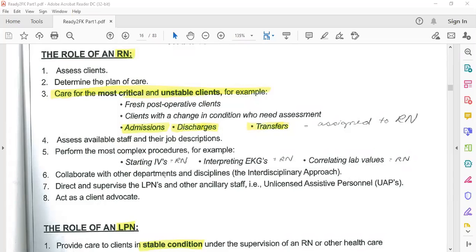Collaborate with the other departments and disciplines. It is called an interdisciplinary approach, or direct the supervision of LPNs and other auxiliary staff. Also act as a client advocate. So advocacy is an important role of the RN here.